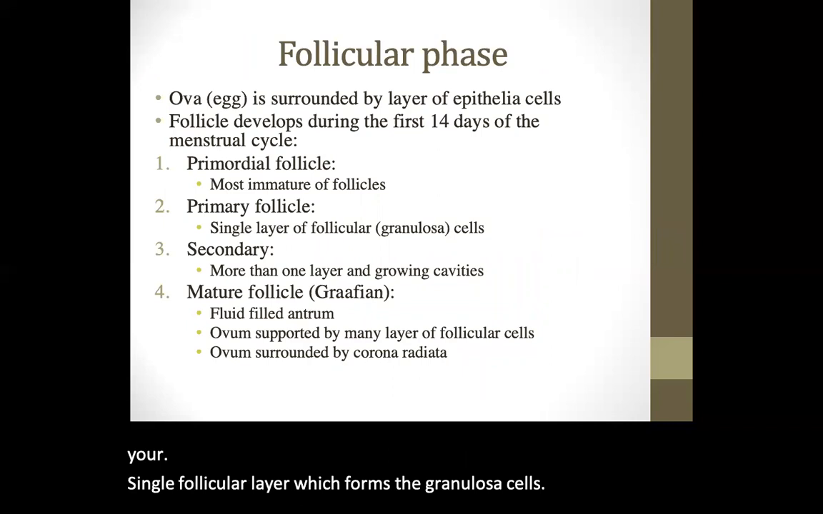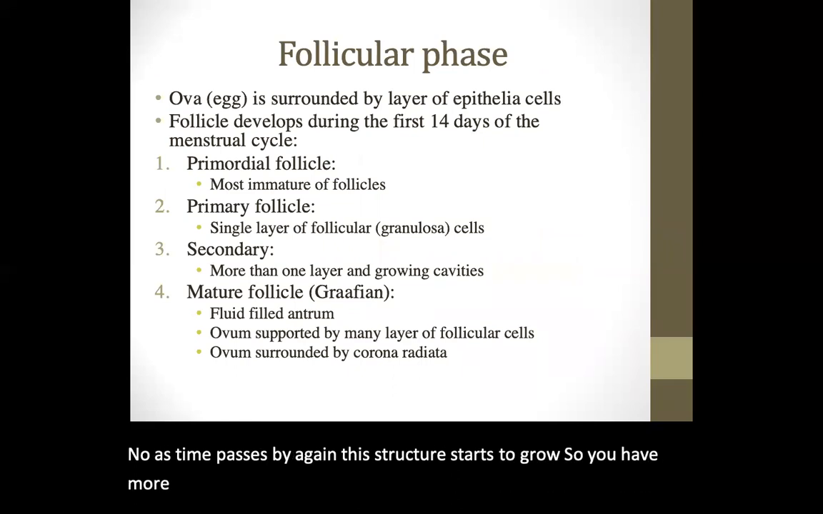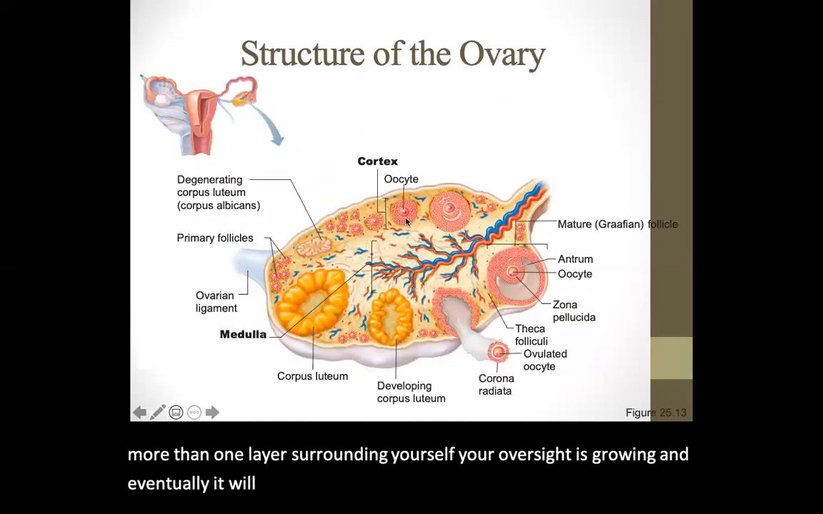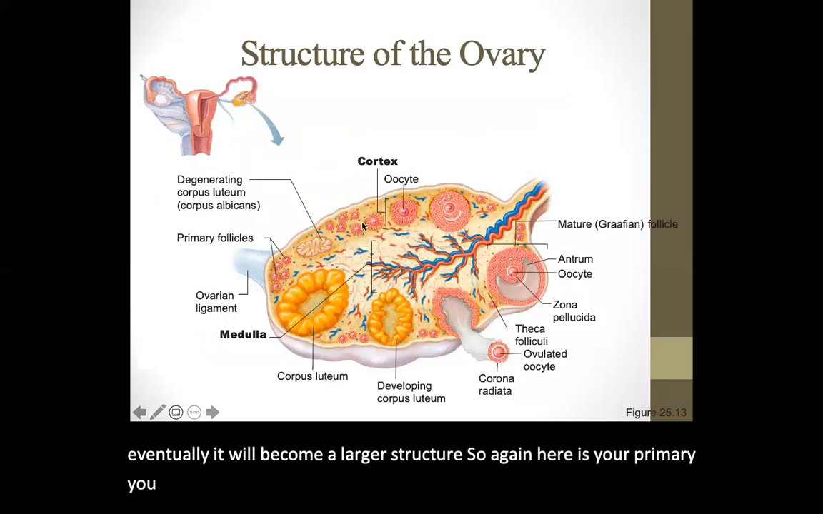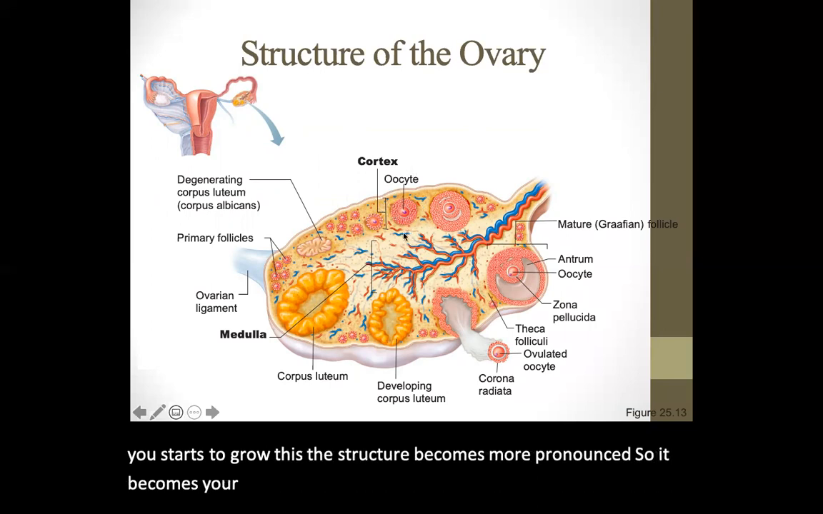Now, as time passes by, again, this structure starts to grow. So you have more than one layer surrounding your cell. Your oocyte is growing, and eventually it will become a larger structure. So again, here is your primary. You start to grow this. The structure becomes more pronounced. So it becomes your secondary follicle.